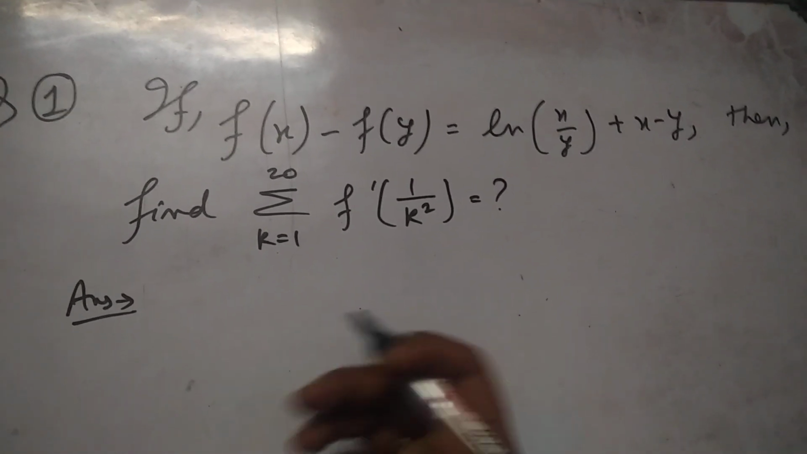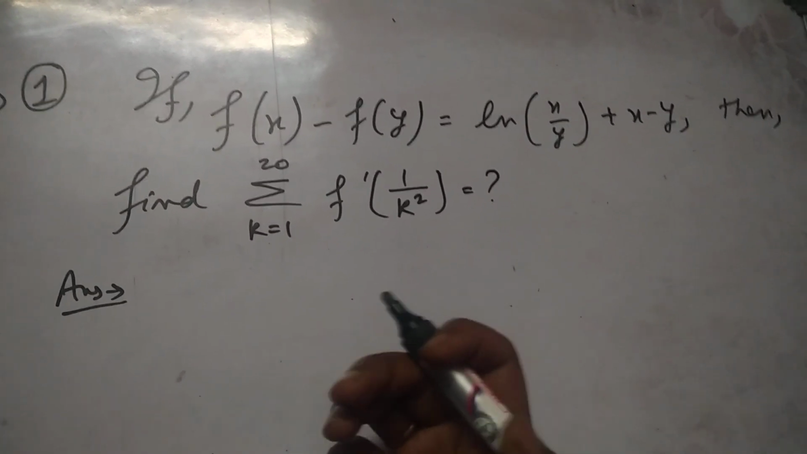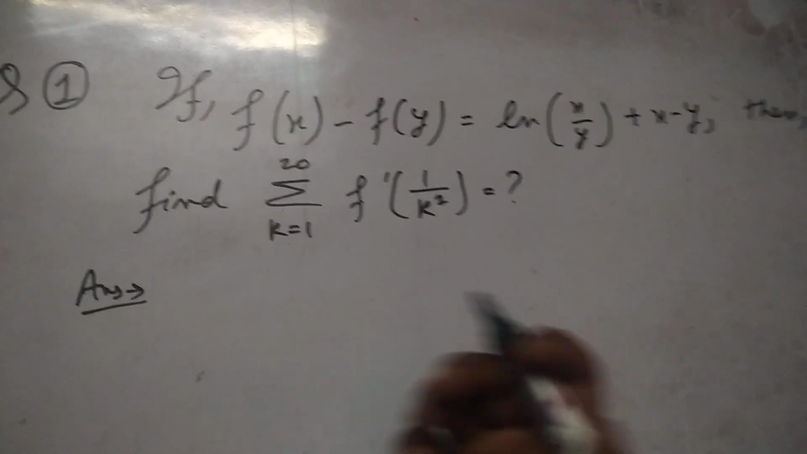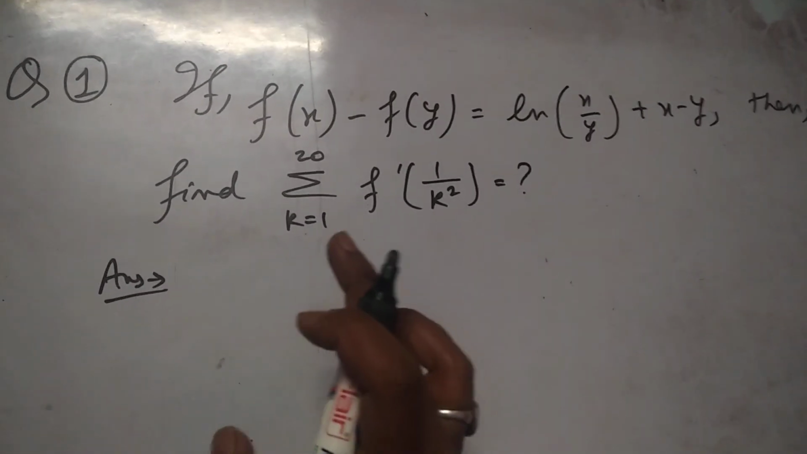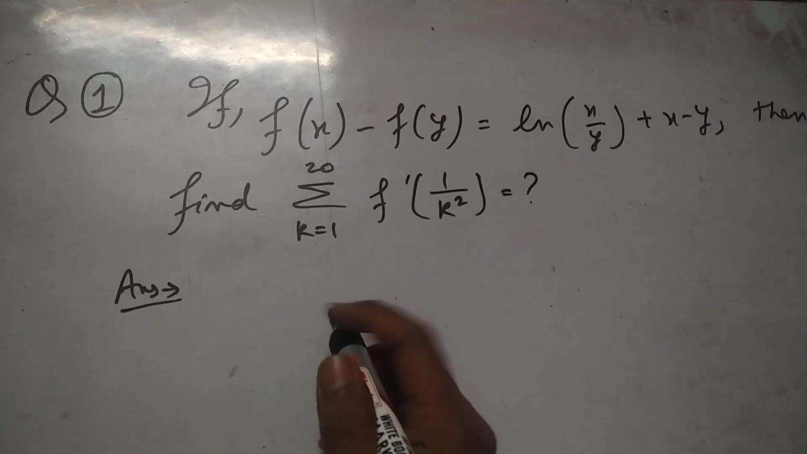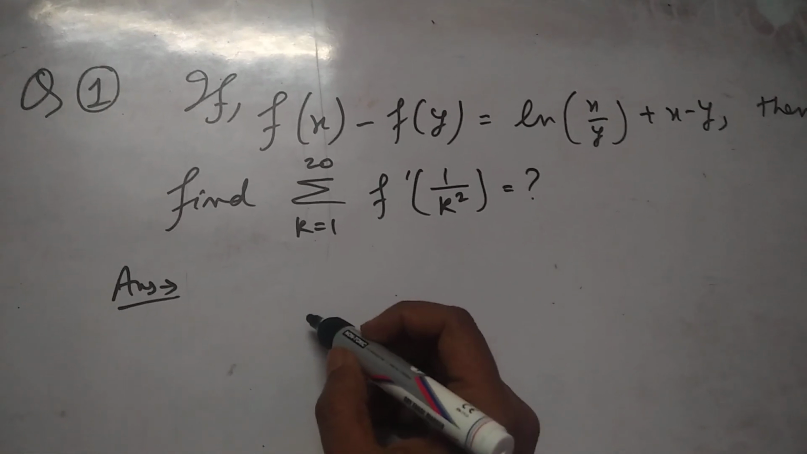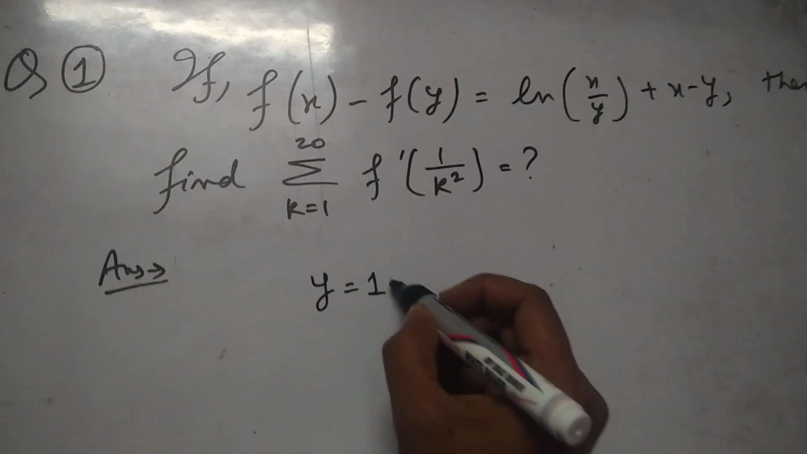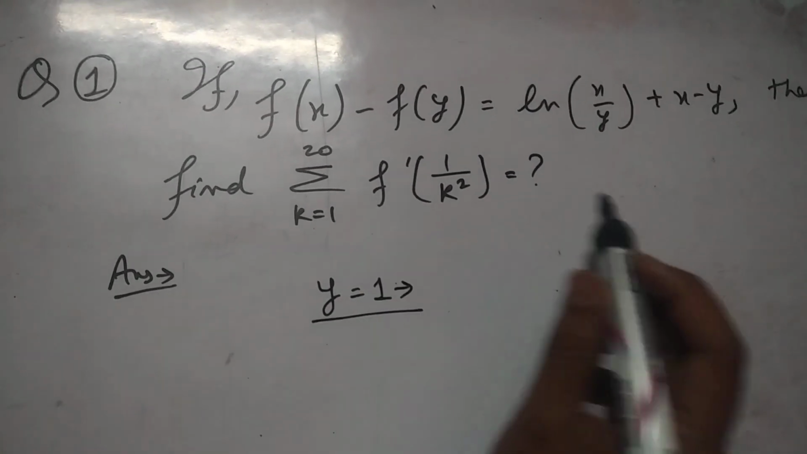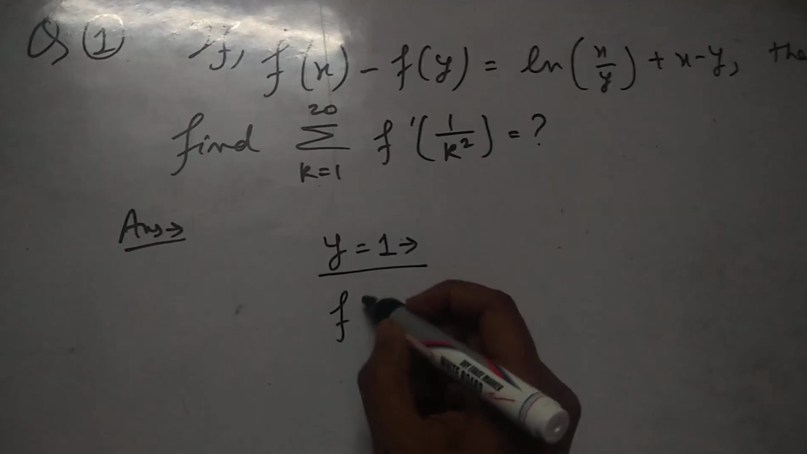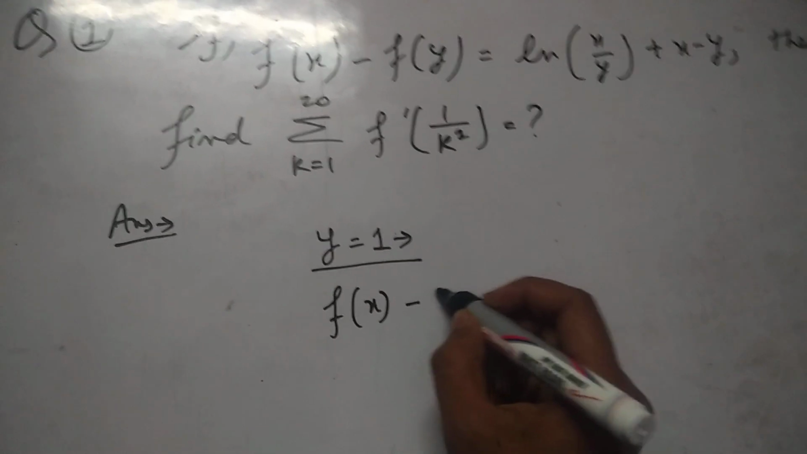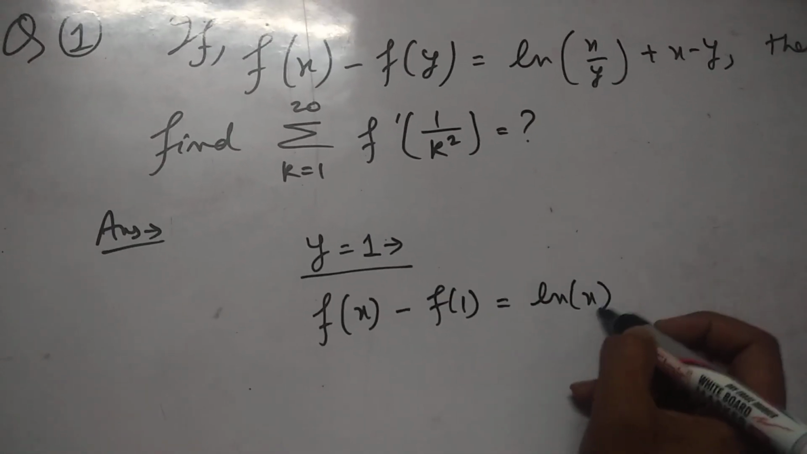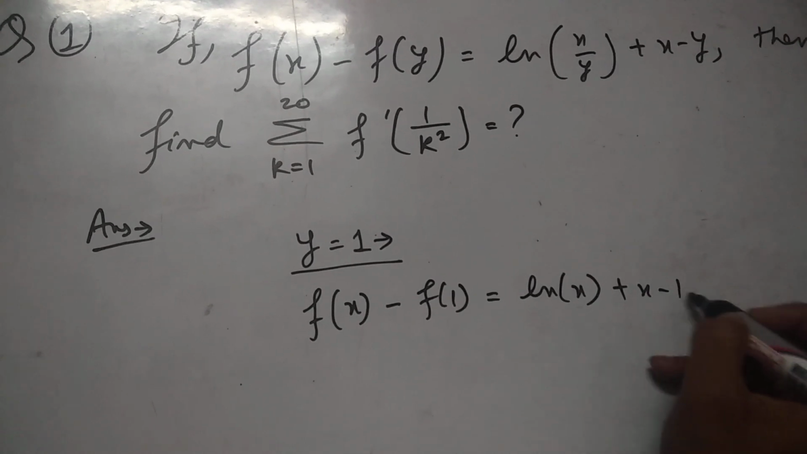If f(x) minus f(y) is ln(x/y) plus x minus y, then find the summation of f'(1/k²), where k goes from 1 to 20. So this is a very interesting question. But if you put y equal to 1 in this equation, what you get is f(x) minus f(1) equal to ln x plus x minus 1, right?